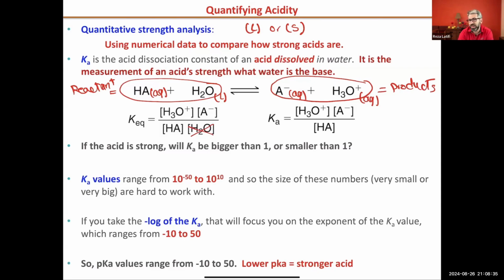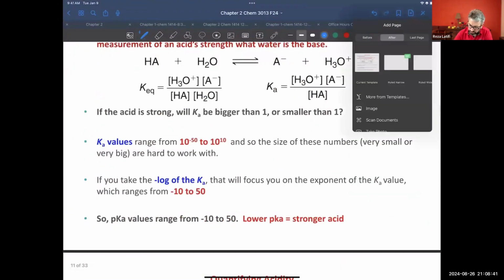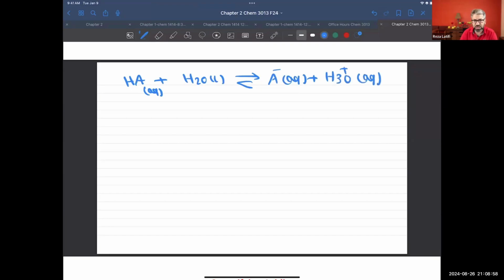What's the meaning of Ka, Kb, or Kw? If you have a reaction like HA, acid, reacting with water, liquid, you get equilibrium and you get A minus plus H3O plus. This reaction is acidic, so it's an acidic equilibrium. K is the equilibrium constant, and in order to call it K, we're going to call it Ka. That means it's acidic.